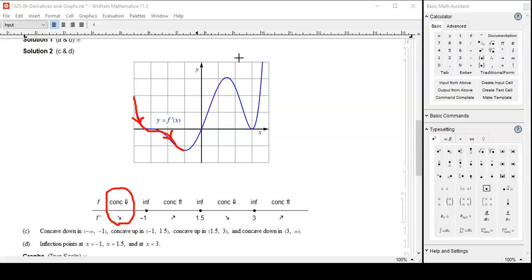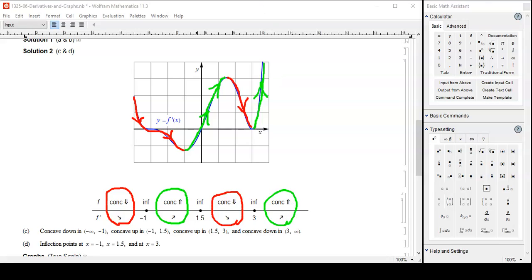Make sense? Next, the derivative function is increasing, it's going up here. Up is up, so this interval is associated with the original function being concave up, right here. The derivative is going up, so the original function is concave up. Now look at this graph. The derivative function is coming down. Down is down, so the original function is concave down. And finally, the derivative function is going up, so the original function must be concave up.